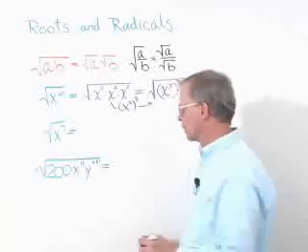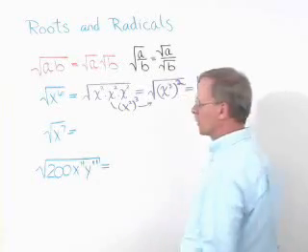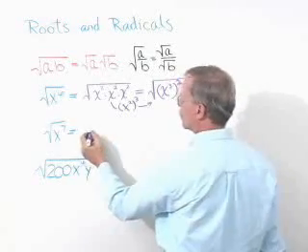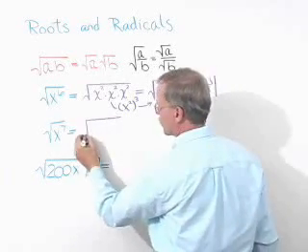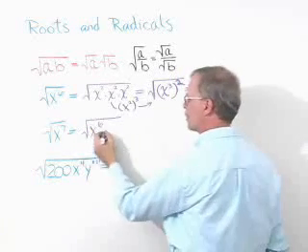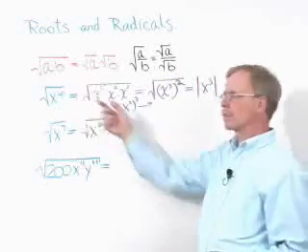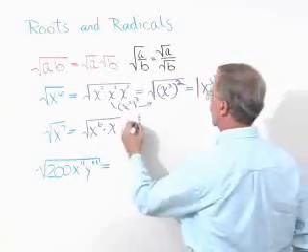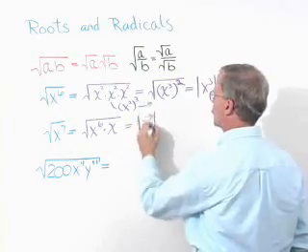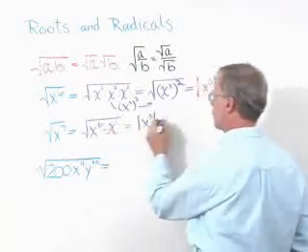Let's try that again. If I'm going to take x to the 7th, and I want to take the square root, I could write it like this. This would be the square root of x to the 6th times x. Well, I already know what x to the 6th is. It came out to be the absolute value of x cubed. And then we're stuck with this absolute value of x.